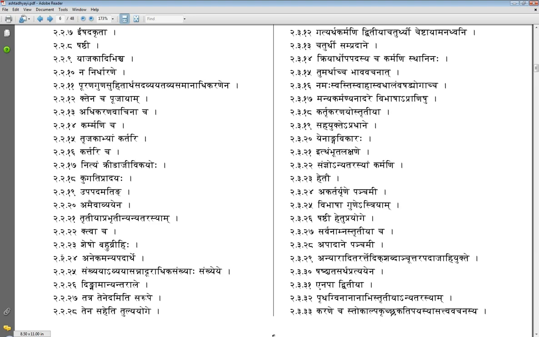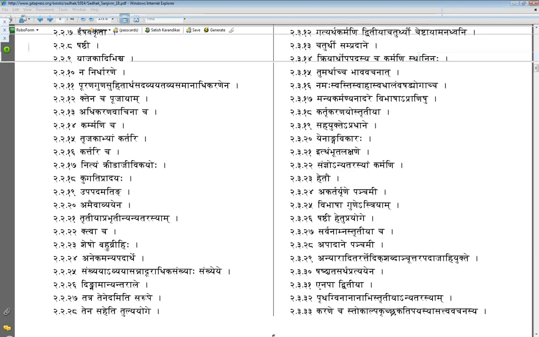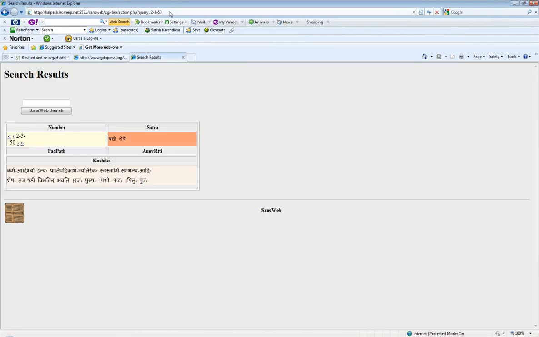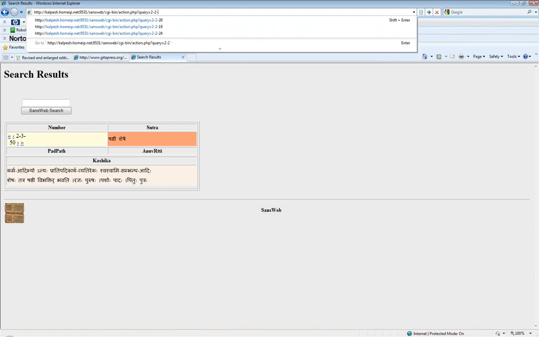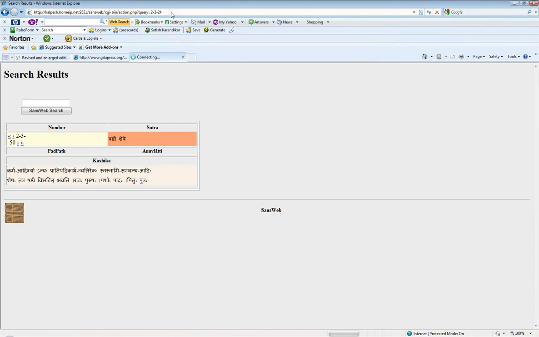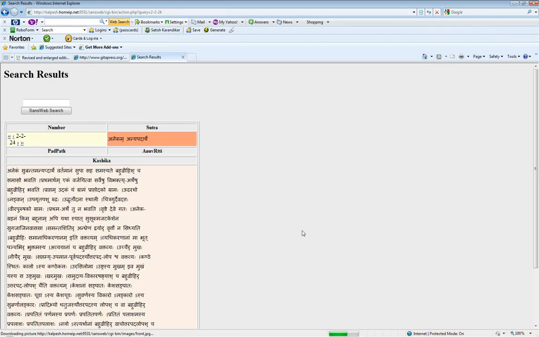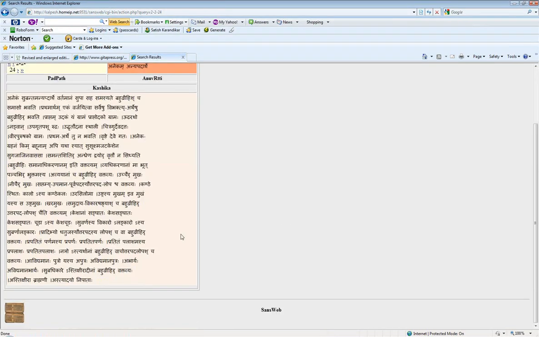2, 24, 25, 26, 27, 28. The main one is Anekamanya Padarthe, and that has Vartikams on it. Let's go to that. Let's use Kalpeji's handy application. 2.2.24, Anekamanya Padarthe. And that has some Vartikams. And the one that we want is this one.